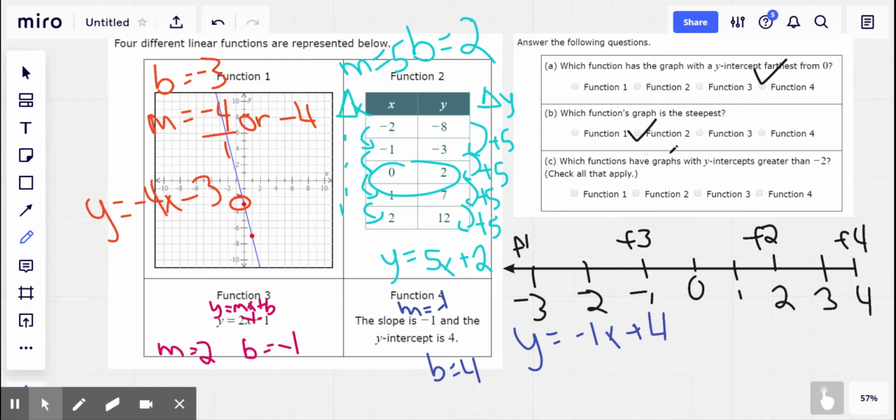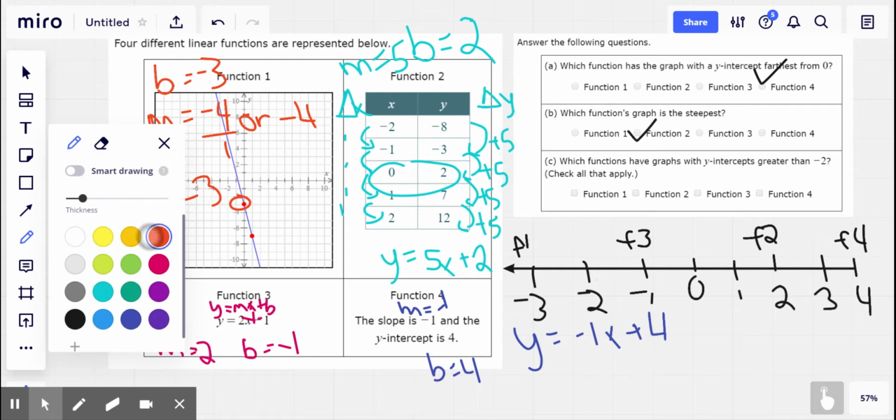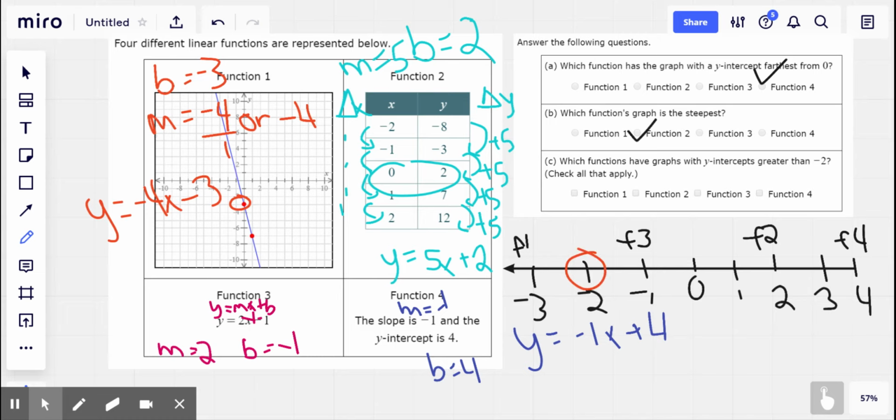Letter C, which functions have graphs with y-intercepts greater than -2? So I kind of already did the work for this question. Here's -2. Anything greater than -2 is that way. So function 3, function 2, and function 4 had y-intercepts that were greater than -2. So I would pick 2, 3, and 4.